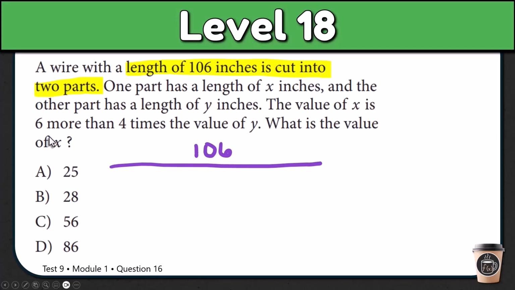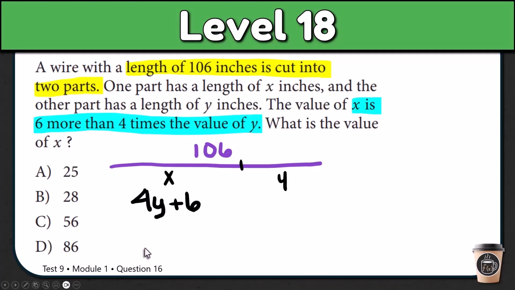The value of X is 6 more than 4 times the value of Y. Okay, so it's not in equal parts. So put your mark someplace else. So I have X and I have Y. The value of X is 6 more than 4 times the value of Y. If you're a visual learner, make the longest piece the X piece because it's bigger. So now we are going to rewrite that X. The X is 6 more than 4 times Y. So instead of calling this X, we're going to call it 4Y plus 6.